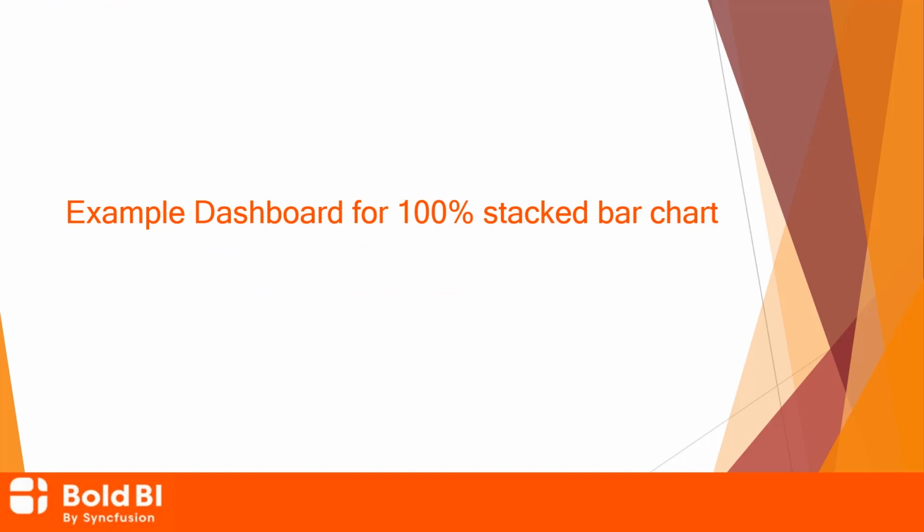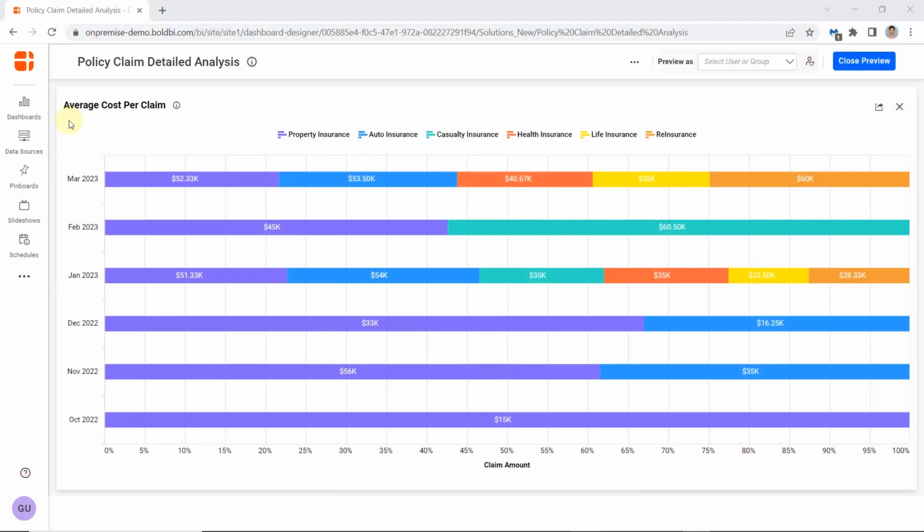Next, I will show you a real-time dashboard example that uses a 100% stacked bar chart. In this policy claim detailed analysis dashboard, a 100% stacked bar chart is used to compare the claim amount for different insurance types over a period of time. In it, we can compare the relative contribution percentage of each category to the total bar horizontally.